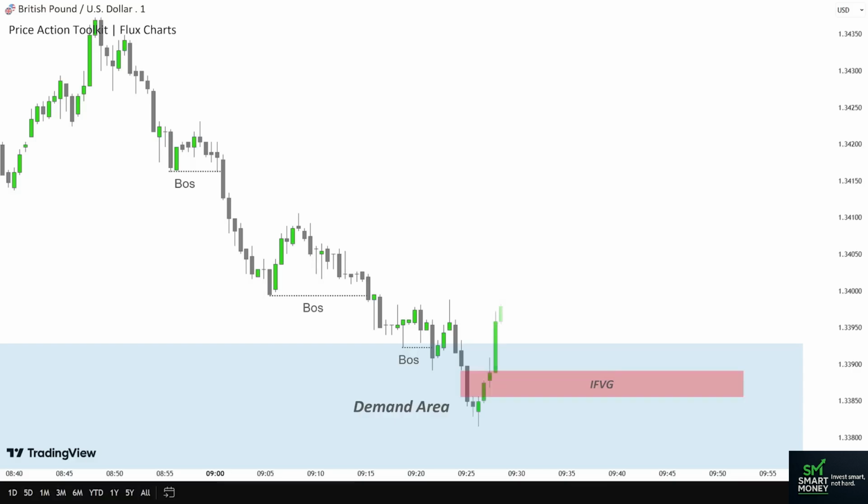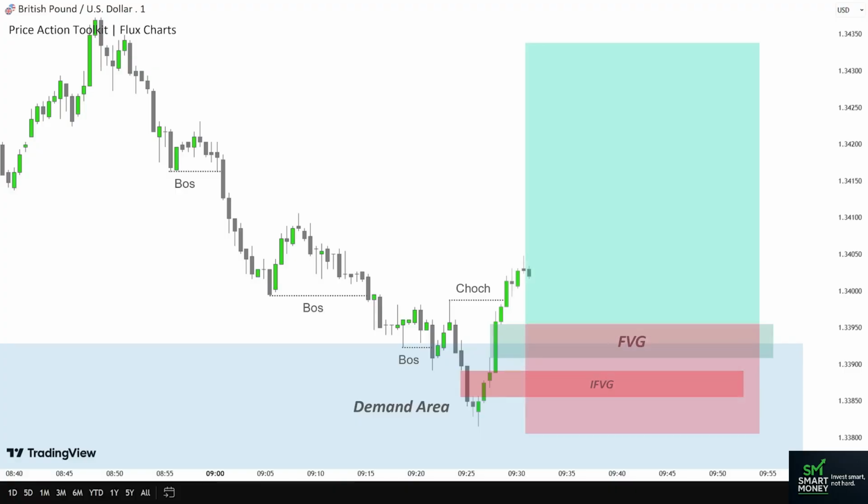As we move forward, we can see a clear change of character. We also have an inversion fair value gap and a new bullish gap forming. This is exactly the type of reversal signal we were waiting for. We can place our entry at the start of the zone and set our stop loss below it. Our target is the higher timeframe supply ahead of price.